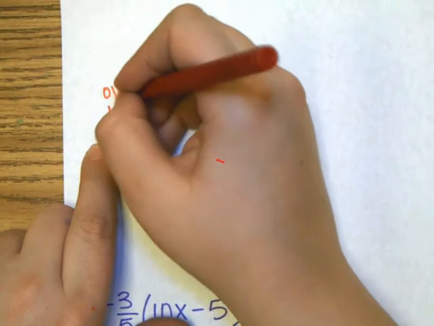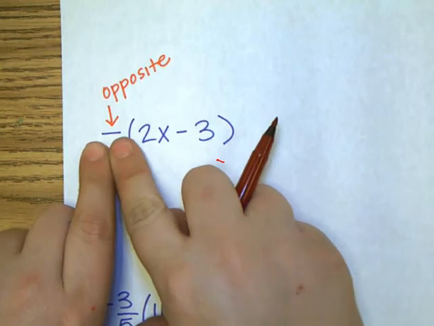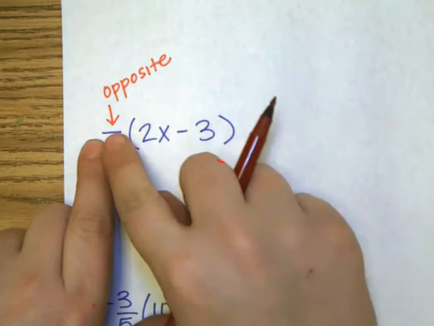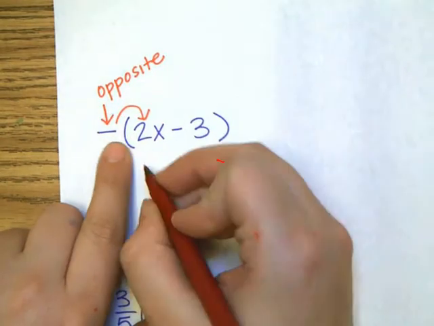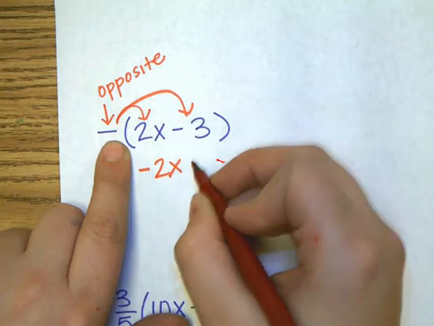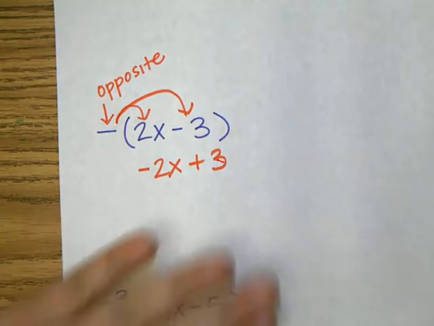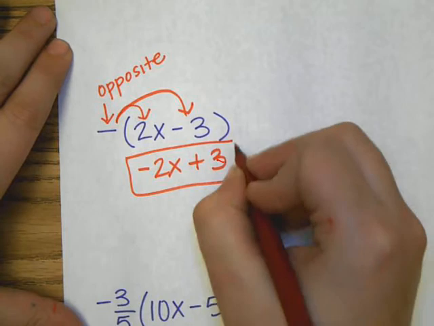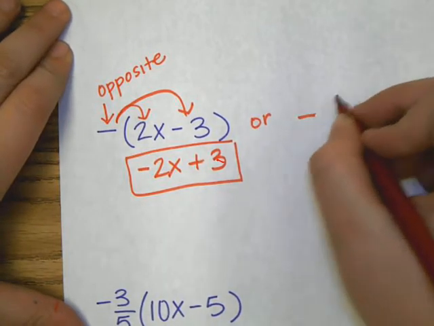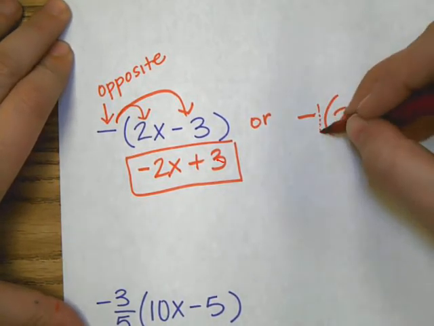Okay, now if we take a look at this next example, there is no number in front of the parentheses, but remember a negative sign stands for the word opposite. So this is saying the opposite of 2x minus 3. Well, the opposite of 2x is negative 2x. And the opposite of negative 3 is positive 3. So that's one way to think about it.